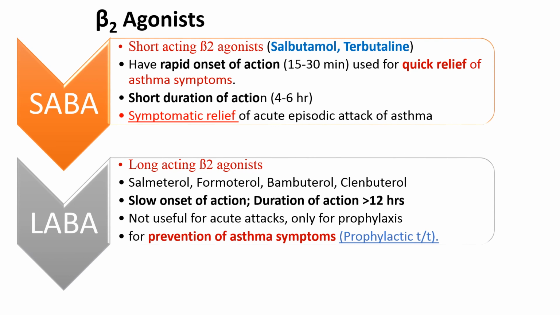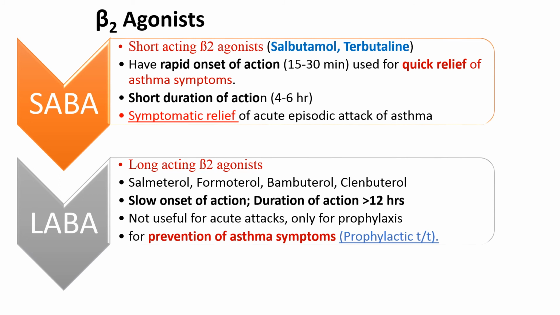Now let us discuss beta-2 agonists in a little more detail. We can further classify beta-2 agonistic drugs as short-acting beta-2 agonists and long-acting beta-2 agonists. In short, we call them SABA and LABA. What do we mean by a short-acting beta-2 agonistic drug? It has a rapid onset of action, but a very short duration of action, lasting only 4 to 6 hours. Their onset of action will appear within 15 to 30 minutes. So they can be used as relievers for quick relief of bronchial asthma symptoms, providing symptomatic relief during an acute attack.